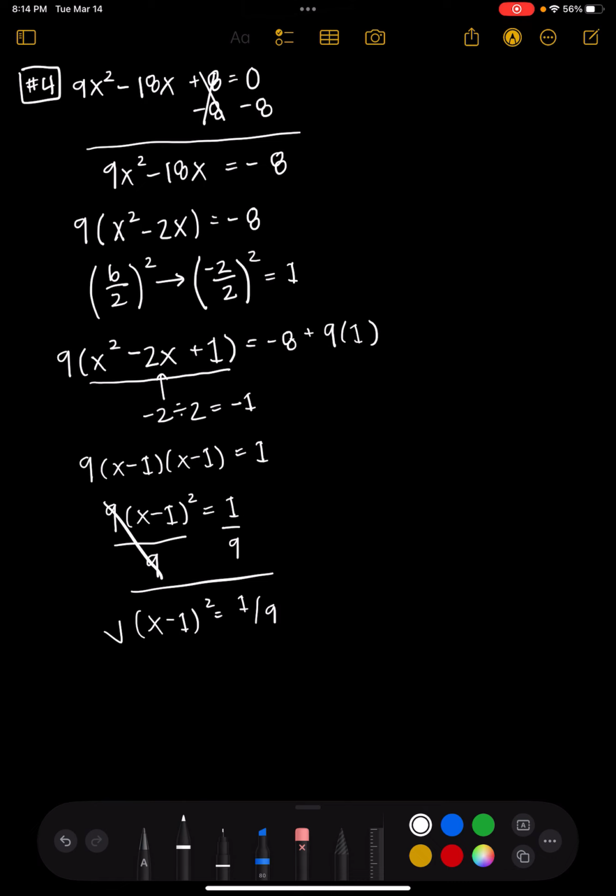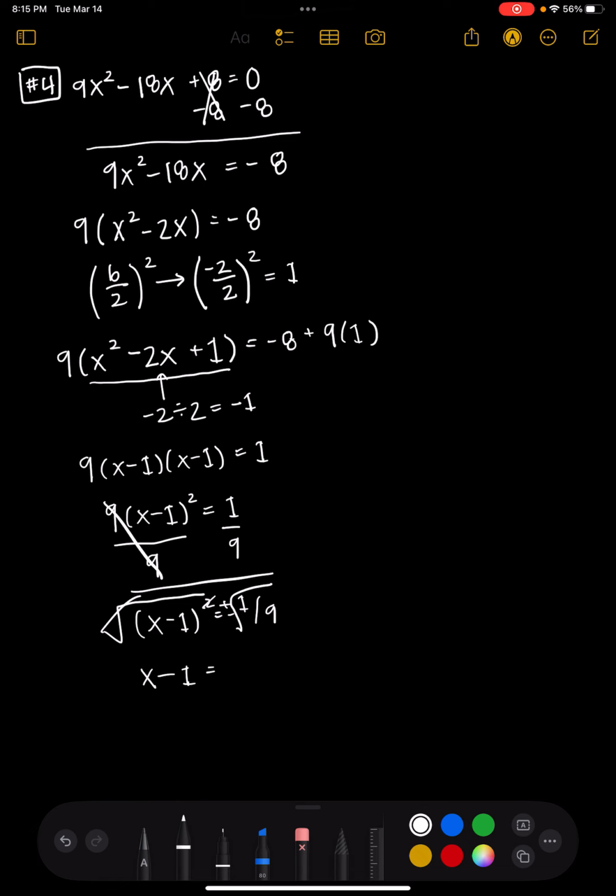Then I'm going to square root both sides. When I square root the number, it's plus or minus. The square and the square root cancel each other out on this side. I'm just left with x minus 1. Then on the right side, I have plus or minus the square root of 1/9. Now you can plug that into a calculator. It's going to give you 1/3.